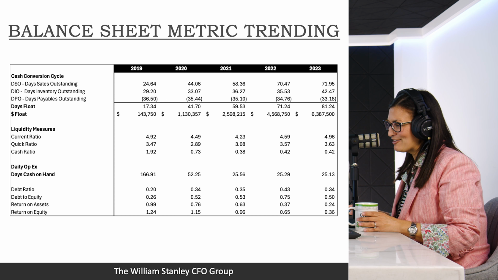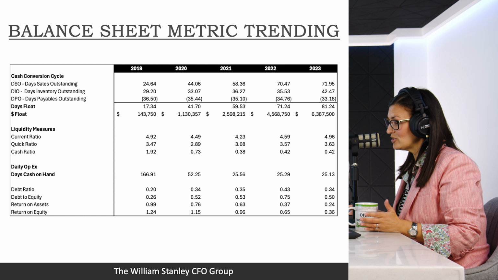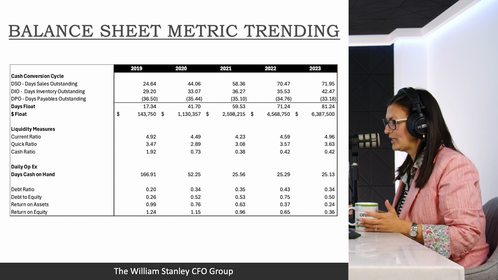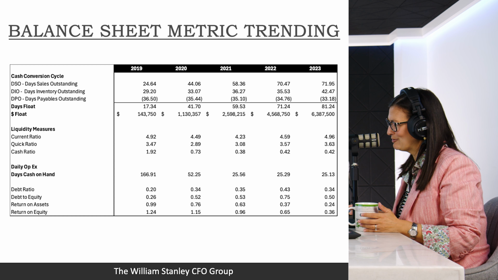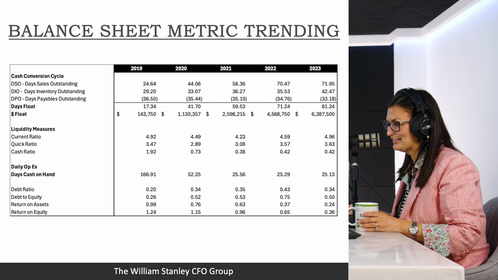The quick ratio, when we look at that, also pretty steady and stable. The quick ratio is the current ratio, excluding inventory. So we're looking at the more liquid assets, taking out the most illiquid. We're sitting at 3.5. But the cash ratio, we were at 2, and now we're down to 0.42. Not great. Gone down pretty significantly.